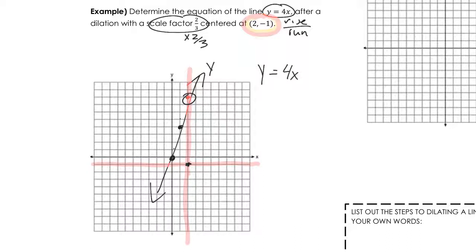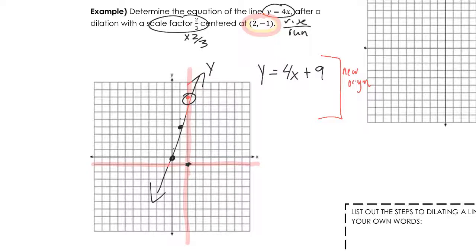Now I'm just going to dilate the line by that scale factor. So I was dilating by 2 over 3, so I'm going to multiply by 2 over 3. 9 times 2 is 18, divided by 3. And I know my slope stays the same when I dilate. So my new line is 4x plus 6.